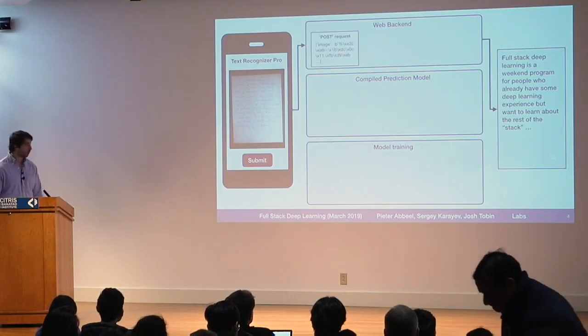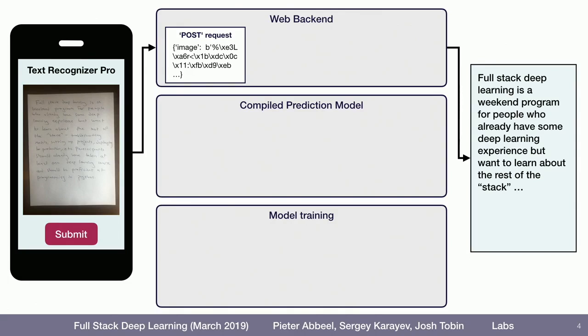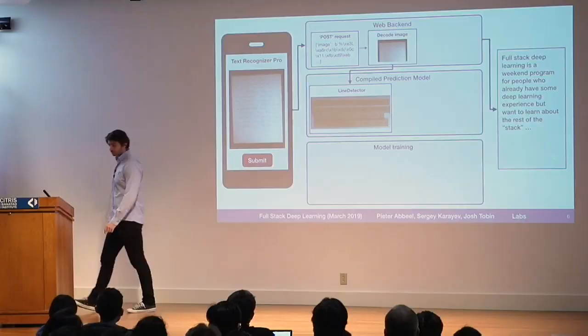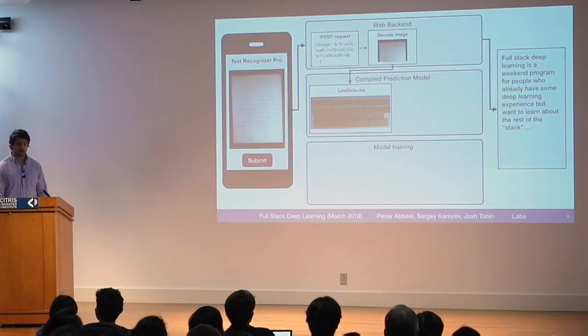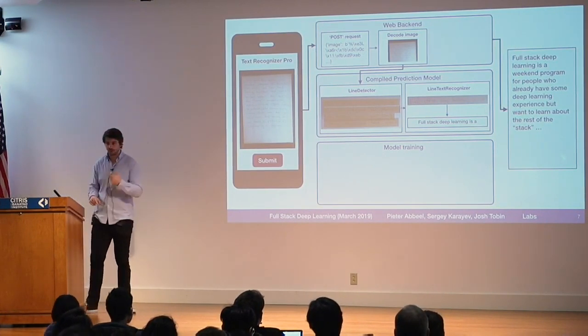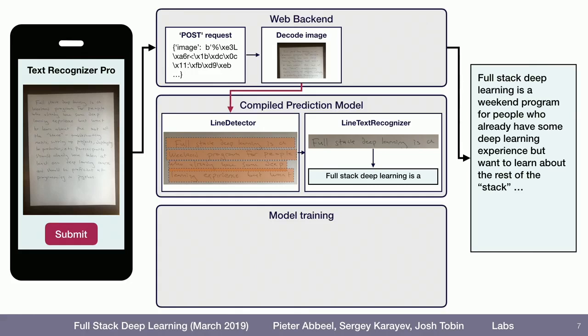A little bit more detail: the web backend is going to receive a post request that contains an encoded image. It'll decode that image into something that the machine learning model can understand, and then pass it to the machine learning model. The machine learning model that we've developed actually has two separate components. The first is a line detector, and the goal of the line detector is to pick out each line of text in the image. The output of the line detector is an image that contains only a single line of text, and that goes to a line text recognizer module. The job of that module is to take that line of text and turn it into the actual text itself. Then the output of that is encoded and sent back to the user.